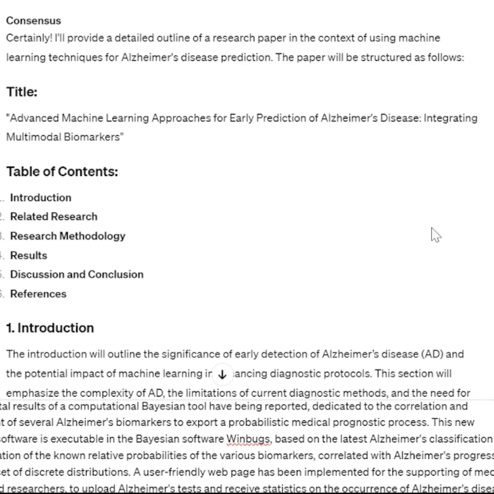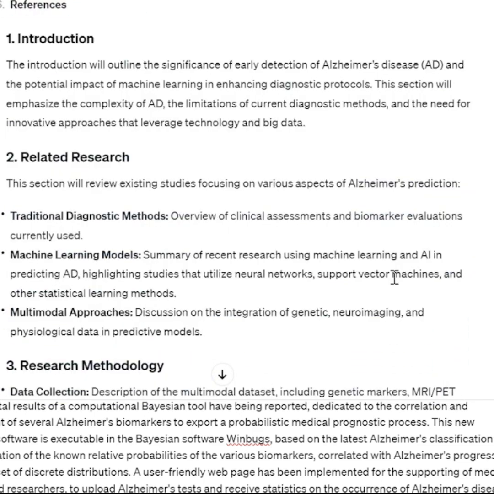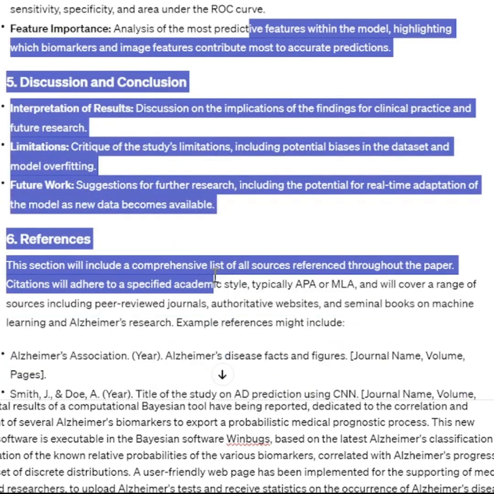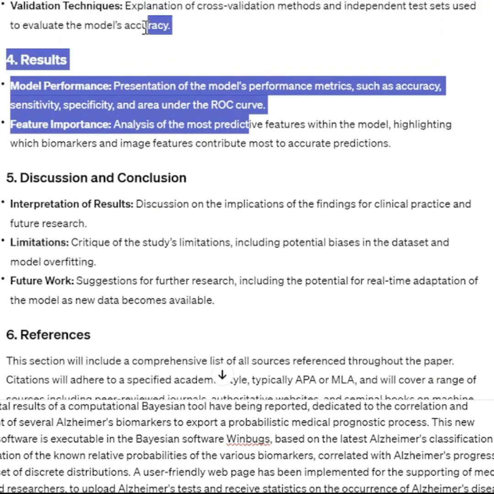3. Research methodology. Data collection: description of the multimodal dataset including genetic markers, MRI, PET scans, and clinical biomarker data. Model development: detailed methodology for the development of a hybrid machine learning model combining convolutional neural networks, CNNs, for image analysis and random forests for structured biomarker and genetic data. Validation techniques: explanation of cross-validation methods and independent test sets used to evaluate the model's accuracy.